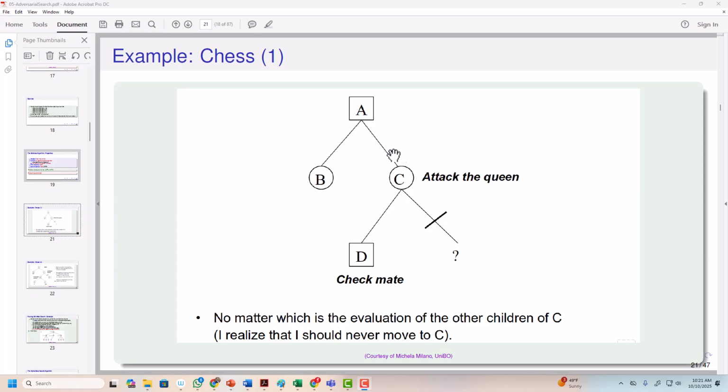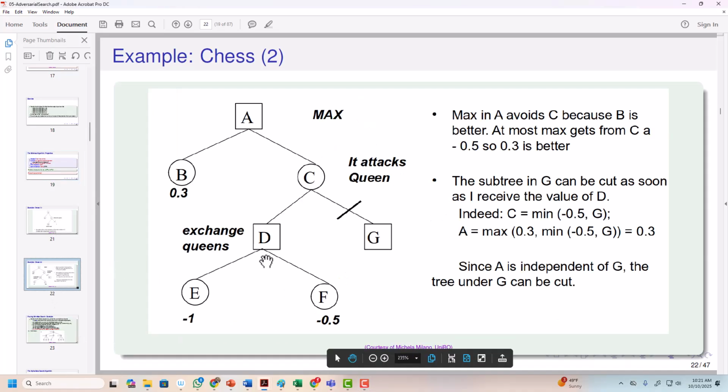Remember, max will play first, then min will play. At this level, when min has a choice of attacking your queen and checkmating you, then definitely min will take you in this direction instead of this, even if the other is better than this. This is to understand. Let's see the next slide.